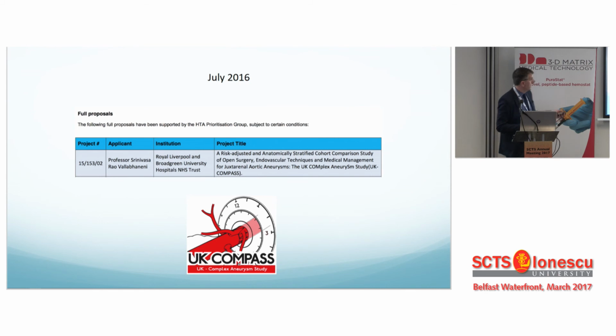So the UK COMPASS study will be a risk-adjusted, anatomically stratified cohort comparison study to try and answer the question, who should be operated on, because there's best medical therapy here, who should be operated on and by what technique. And this will be taking data out of the National Vascular Registry.